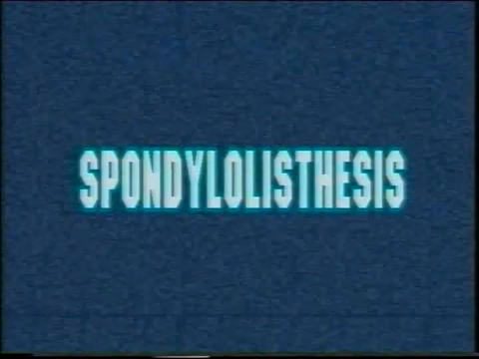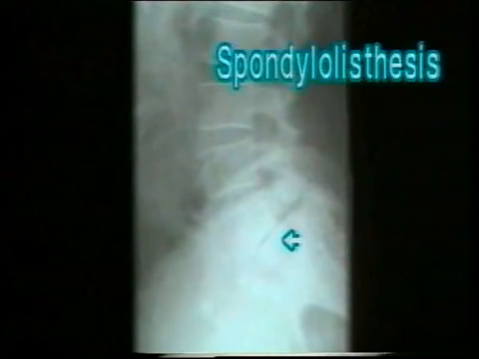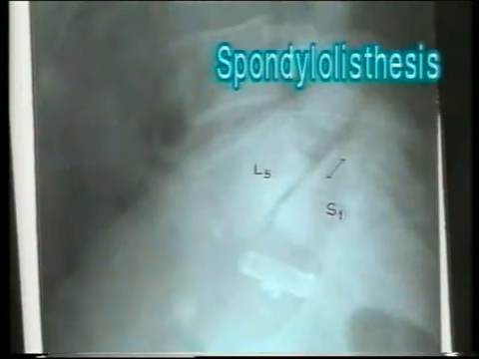Spondylolisthesis. Spondylolisthesis is a forward slipping of a vertebra over the vertebra below it. It is most common at L5-S1 and L4-5 sites. This X-ray shows spondylolisthesis at the L5-S1 level. The fifth lumbar vertebra has slipped forwards by more than 1 centimeter over the first sacral vertebra. This produces a step in the spinal canal and by stretching the spinal roots produces backache and root pains.